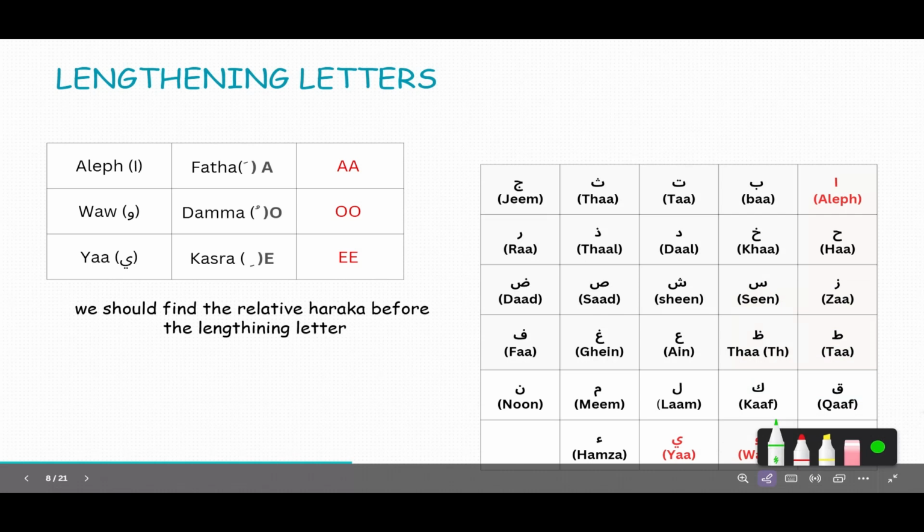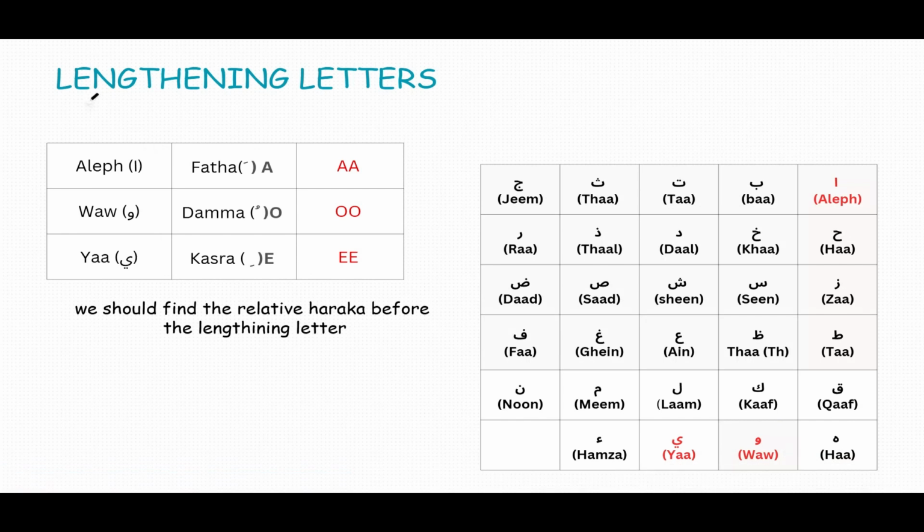Now, a very important thing we will talk about: lengthening letters. Before we talk about the lengthening letters, let's summarize what we had until now. We have harakat: fatha, dhamma, and kasra. They are the signs that tell you which sound you have to apply on this letter while you are reading or speaking. A for fatha, U for dhamma, E for kasra.